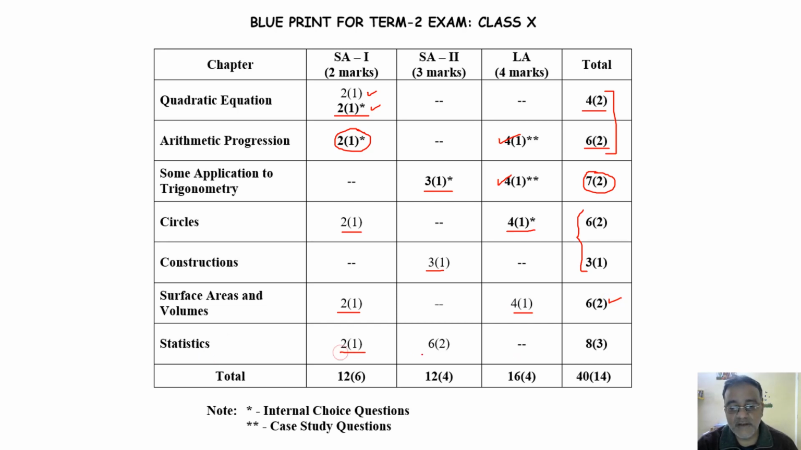2 मार्क्स का 1 क्वेश्चन है और 3 मार्क्स का 2 क्वेश्चन है. सो अकॉर्डिंग टू दिस ब्लूप्रिंट you can plan your revision, right?